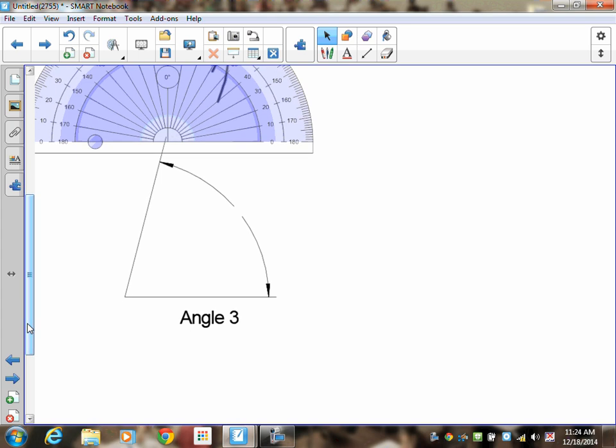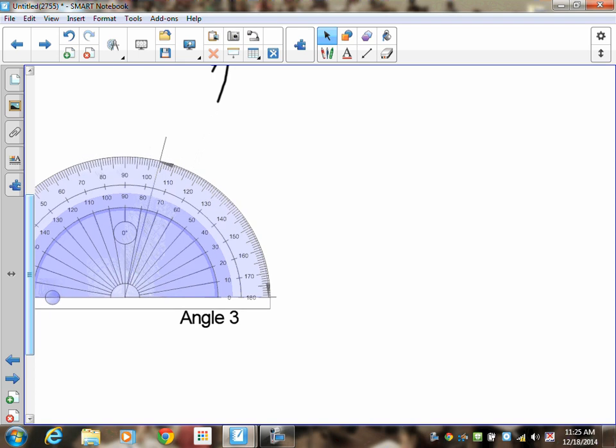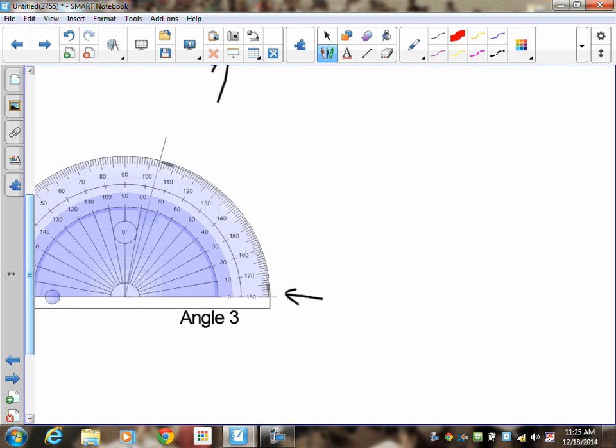Okay, now what I'm going to do is set it up. Remember, the vertex has got to be on the crosshairs. You notice my line right here lines up exactly on the 0, 100 line. And I'm going to count up from the 0. So I've got 10, here's 0, 10, 20, 30, 40, 50, 60, 70, slide out, 71, 72, 73, 74, 75, 76 degrees here. All right.